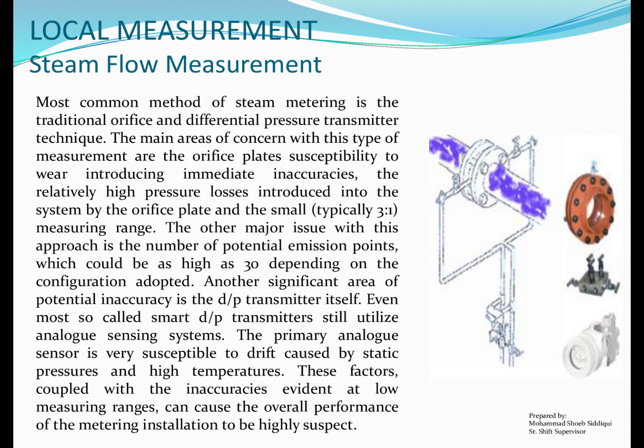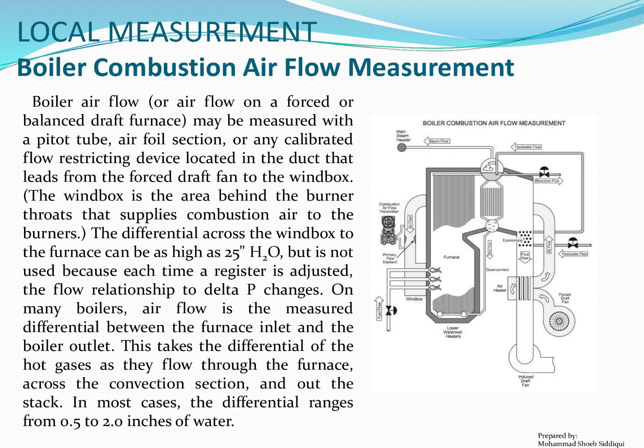Another significant area of potential inaccuracy is the DP transmitter itself. Even most so-called smart DP transmitters still utilize analog sensing systems. The primary analog sensor is very susceptible to drift caused by static pressures and high temperatures. These factors, coupled with the inaccuracies evident at low measuring ranges, can cause the overall performance of the metering installation to be highly suspect.